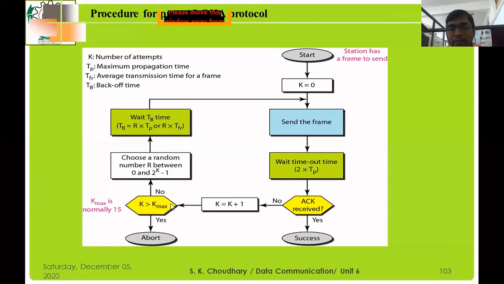If the acknowledgement is received before that, it stops. If K is not greater than K max, then it chooses a random number R between 0 and 2 raised to the power K minus 1, and then waits for the backoff time TB, that is R times TP or R times TFR. TFR is the average transmission time for a frame. Then it resends the frame until it reaches the maximum attempts.